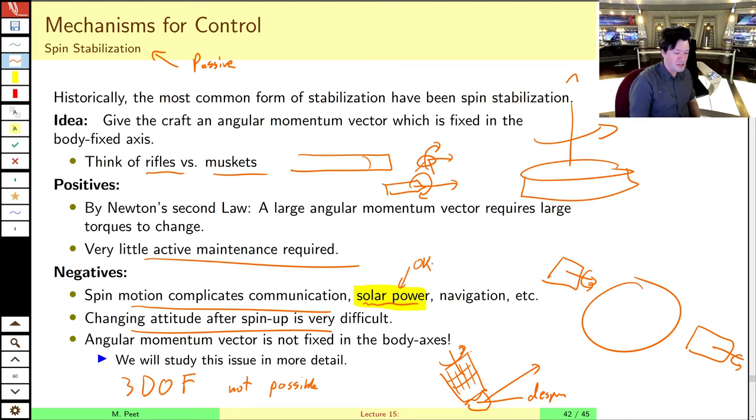So typically what we've got here is a despun part for communication, which can be used for most of the spacecraft. So it's despun here. And remember, in the early days, you'd only really communicate when you're above your ground station anyway. So if it's pointing towards the ground station when it's overhead, that's all you really need.